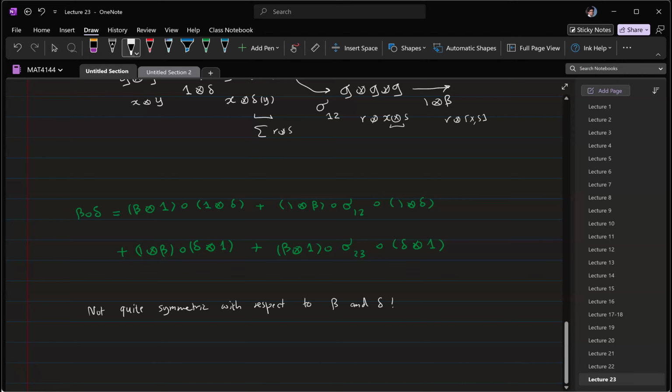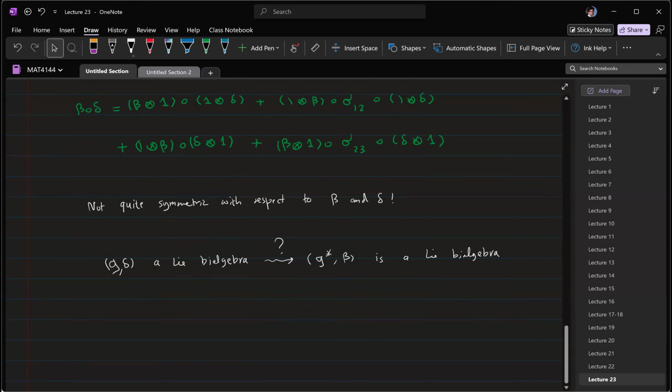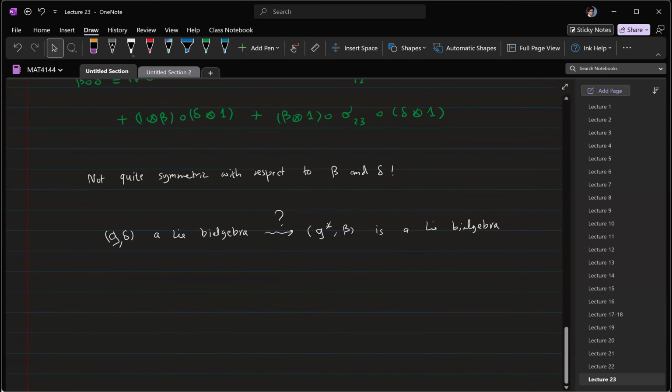And this means that it's not immediately clear that if G, delta is a Lie bialgebra, then G star with the beta, the Lie bracket on G star which is dual of G, is a Lie bialgebra. So the question is if this is actually true.